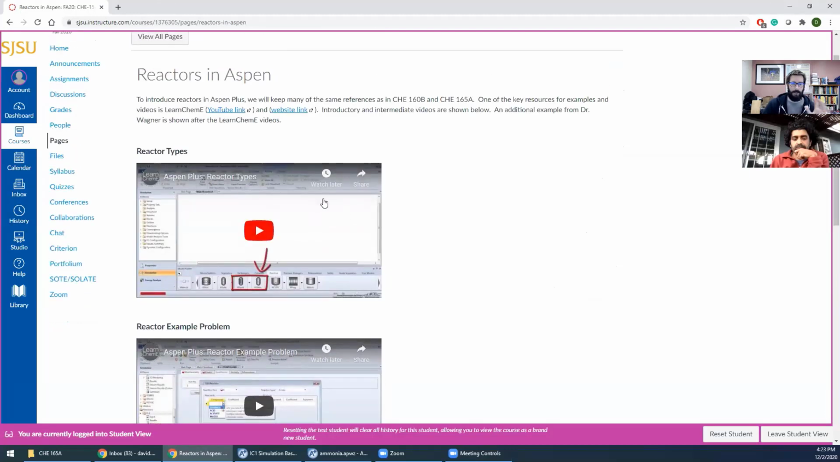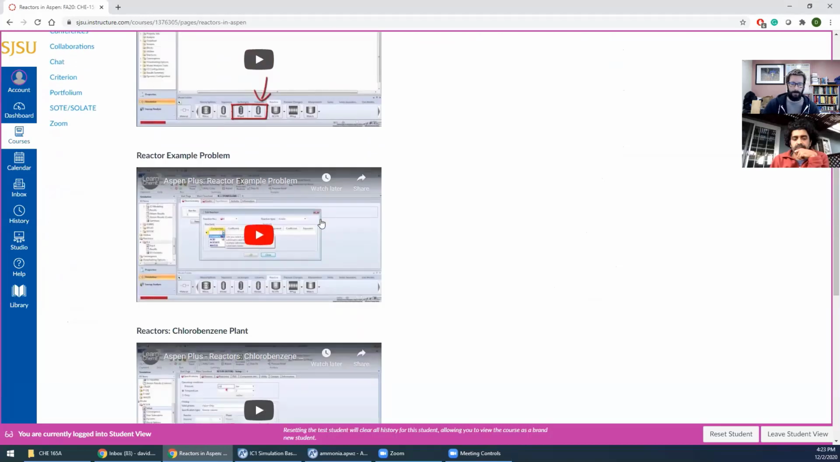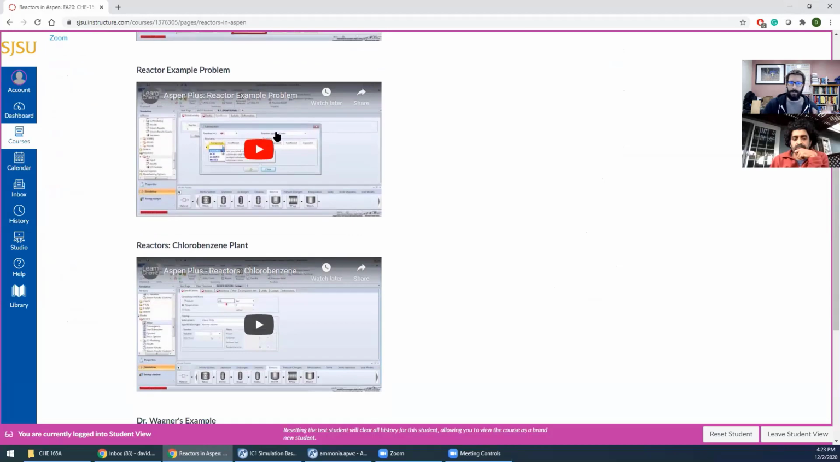It's just kind of high level. Here are the reactors, and if you have this circumstance, you should use this one rather than this one. That kind of thing. Like this first one is 2 minutes long. These others are 4 or 5 minutes long. But just an example problem, and then one with chlorobenzene.